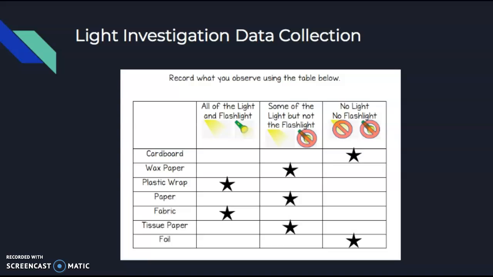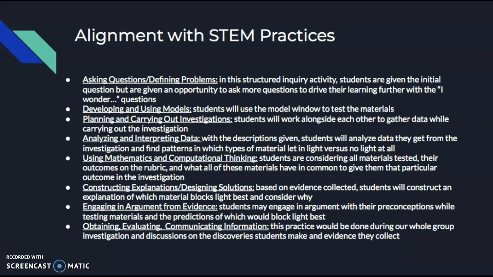This is the table that is provided on their handout for the activity and what they would use to collect data throughout the investigation. As you can see, there are 3 indicators on this rubric. You could see all of the light and the flashlight through the material, some of the light but not the flashlight, or no light and no flashlight. All students would be using these indicators to collect data.